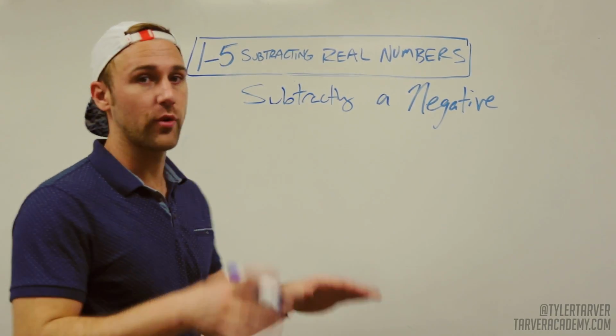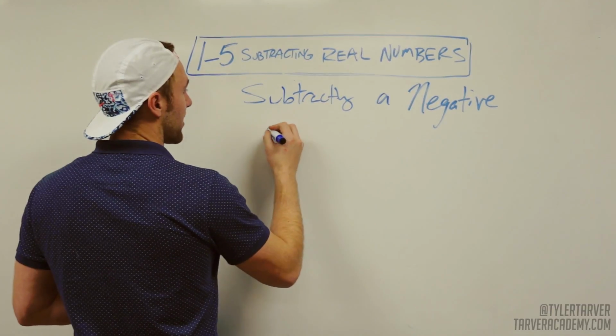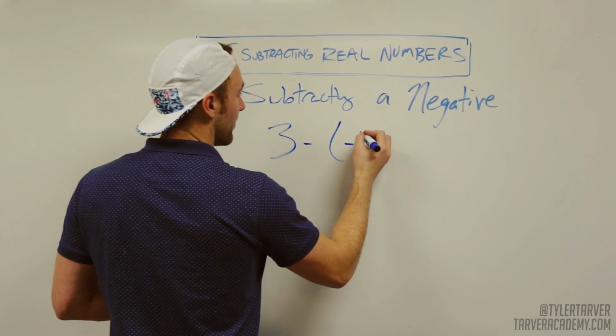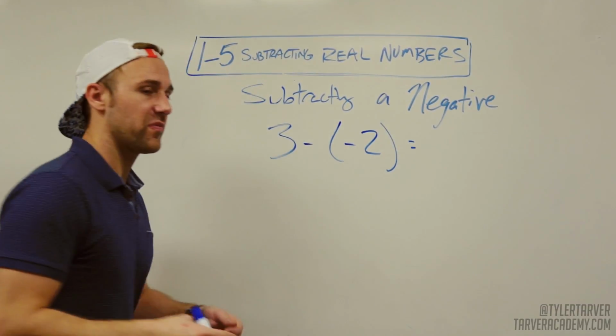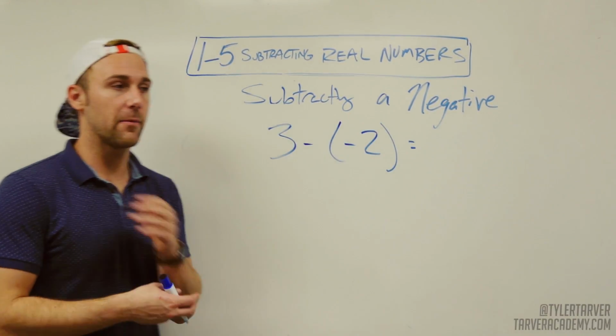So we want to talk about subtracting a negative. Let's look at it. We've got 3 minus negative 2. All right, so we're subtracting a negative. We've got a subtraction sign and then a negative right there.